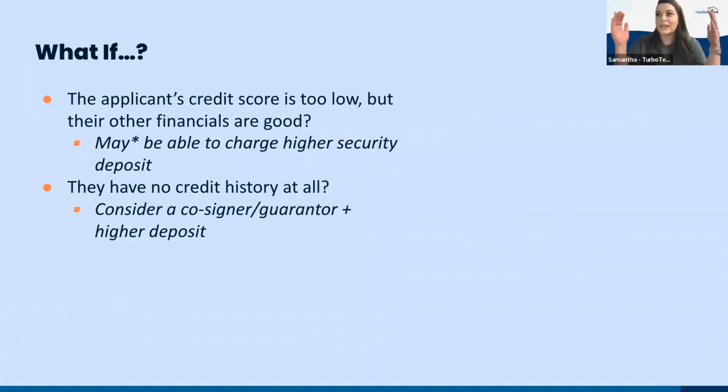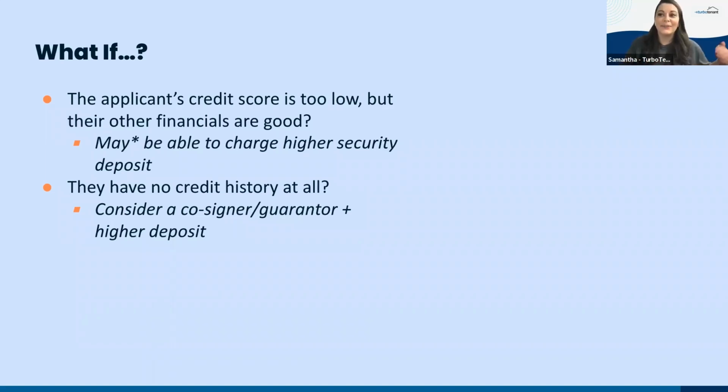Okay. Krista, what if the applicant's credit score is too low, but their other financials are good? Great question, Samantha. So you might be able to charge a higher security deposit, which can make you feel more confident about having them in your rental despite their lower credit score. I say might because it depends on your state. Some states do not allow you to charge a higher security deposit, so make sure you check in with your local landlord-tenant laws before you make any such claims or decisions.